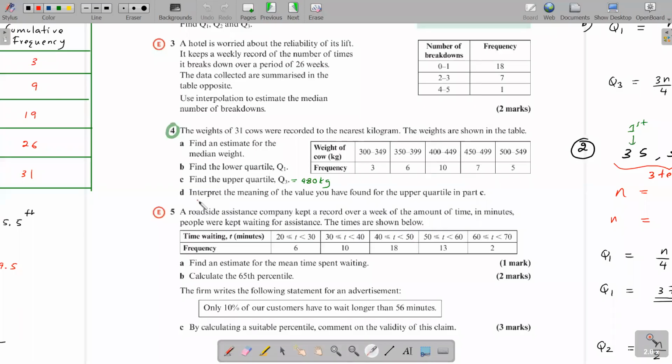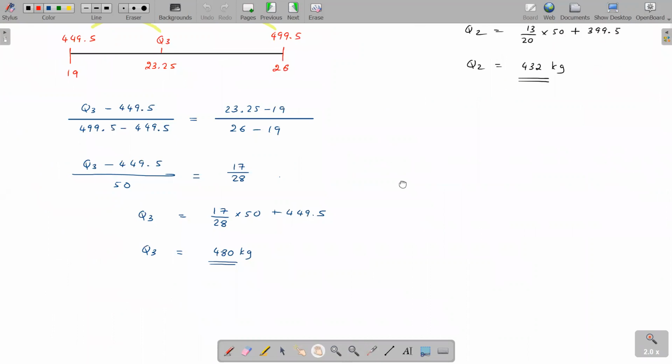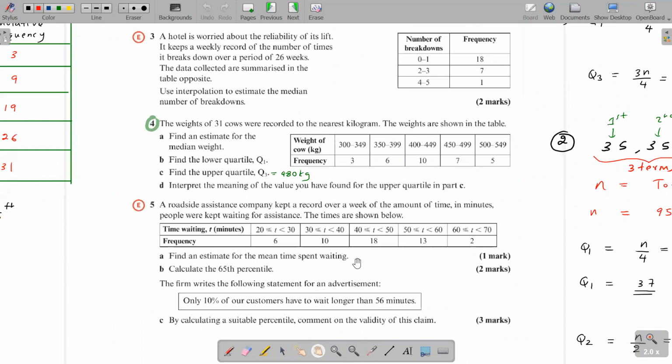Okay, then moving on to part D, interpret the meaning of the value you have found for the upper quartile in part C. For part C, we found the answer Q3 as 480 kilograms. So how do you interpret the meaning of it? They want you to say what it means in the context of the question. The question speaks about the weights of cows to the nearest kilogram. So how does this 480 kilograms relate to the weight of the cow?